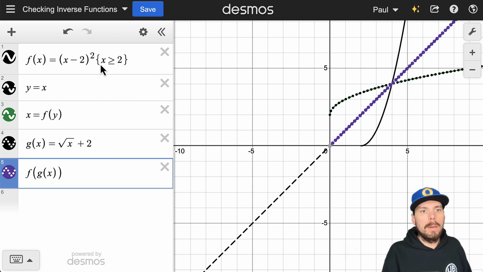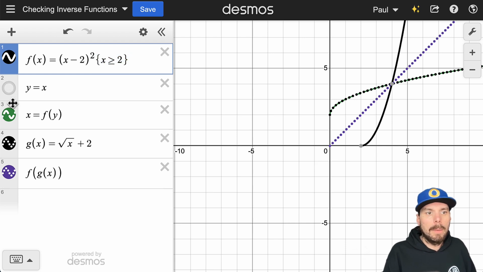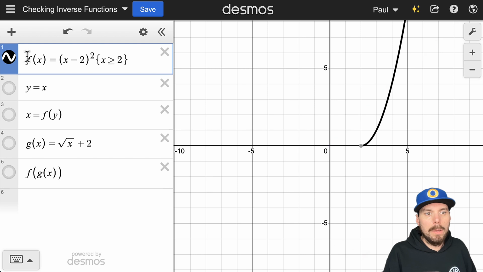What I'm looking at here is a quadratic function that is graphed only where it is one-to-one and non-decreasing. I'm going to turn off all other inputs other than just f of x. That is the function (x minus 2) squared, where x is greater than or equal to 2.